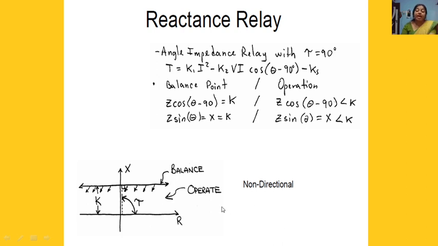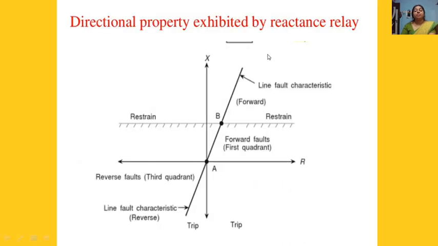So we require an additional directional unit. The directional property is not exhibited by the reactance relay, so we have to use a directional relay. This is our directional relay. The operating region is below this line, in the forward direction only, and this is the reverse direction. So in the third quadrant the relay should not operate. Here we are using an angle impedance relay, or we can use a Mho relay also. In some cases we use a Mho relay.